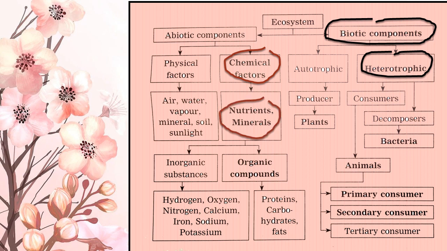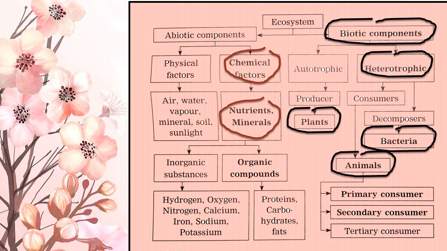decomposers and animals. Under the chemical factor we have nutrients and minerals, but in the physical factor we have non-living factors like air, water vapor, minerals, soil and sunlight. So plants are producers and bacteria are the decomposers. That means after the death of an organism, bacteria will decompose it. And in consumers we have one type, that is animals, and in decomposers we have bacteria.